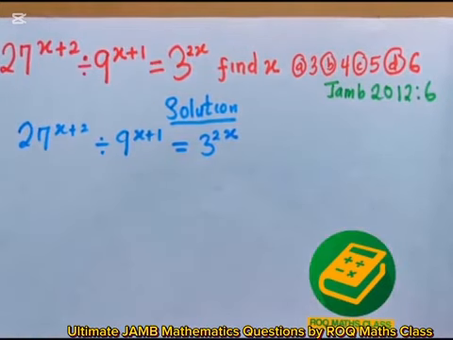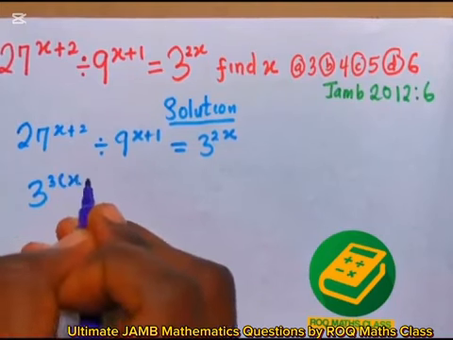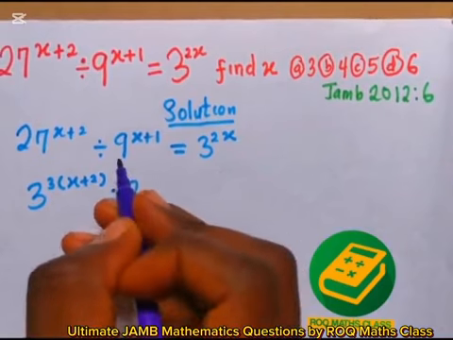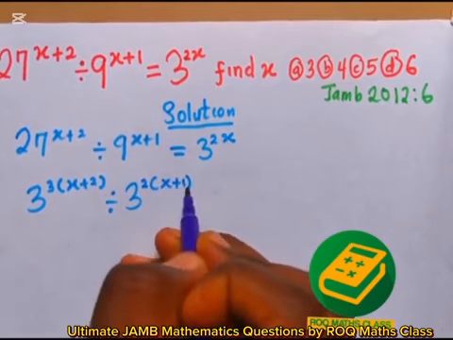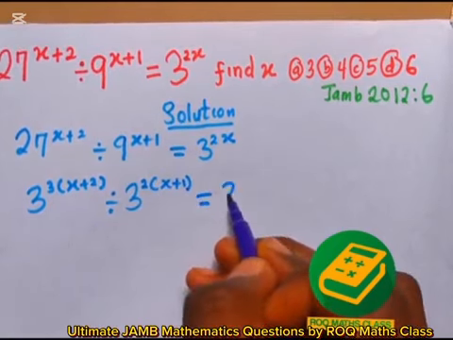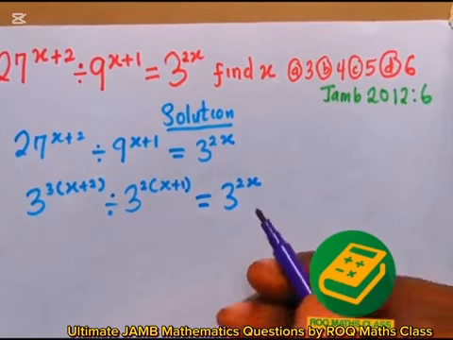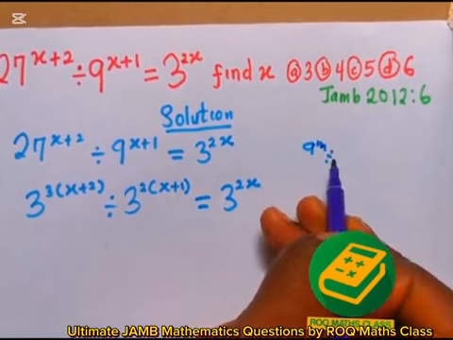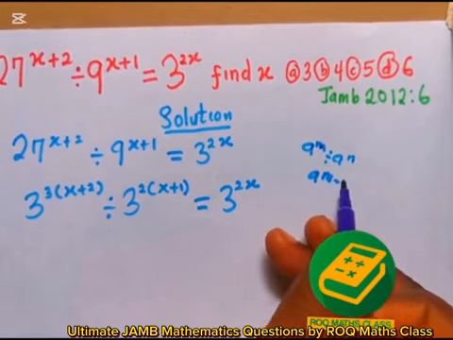Now this 27 is the same thing as 3 raised to the power of 3, so 3 raised to the power of 3 into the bracket of x plus 2, then divided by 3 raised to the power of 2 into the bracket of x plus 1, since 9 is the same thing as 3 squared, is equal to 3 raised to the power of 2x. And from the law of indices, whenever we have a raised to the power of m divided by a raised to the power of n, this is the same thing as a raised to the power of m minus n.